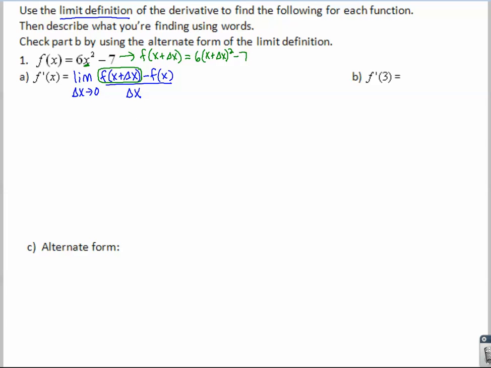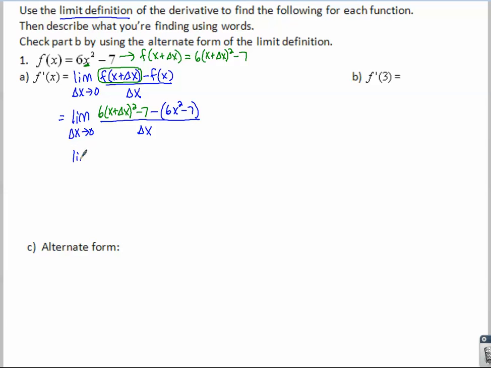So now I'm going to go back to this limit definition, and I'm going to write limit as delta x approaches 0 of the green part that I did above, 6 times x plus delta x squared minus 7. Then the rest of it minus, now f of x is 6x squared minus 7, all of that. Notice how I'm using parentheses, all divided by delta x. Now we need to do some foiling, some expanding, and some distributing.